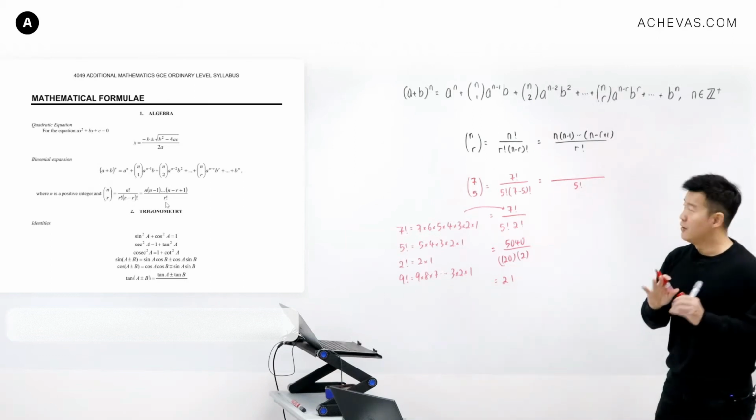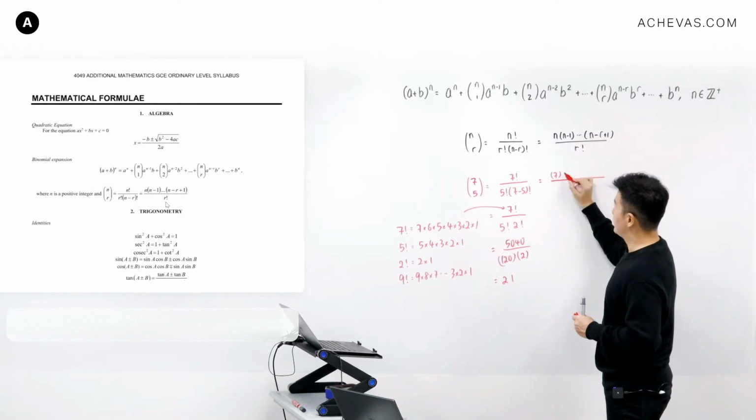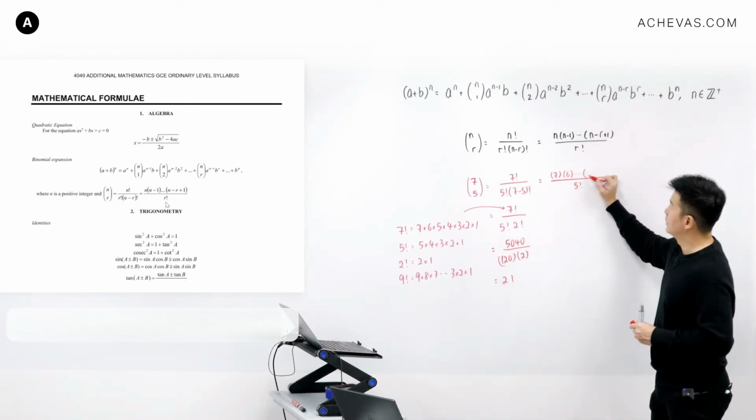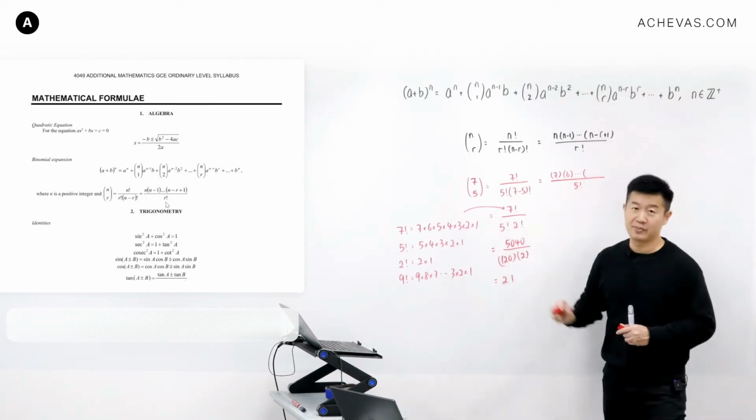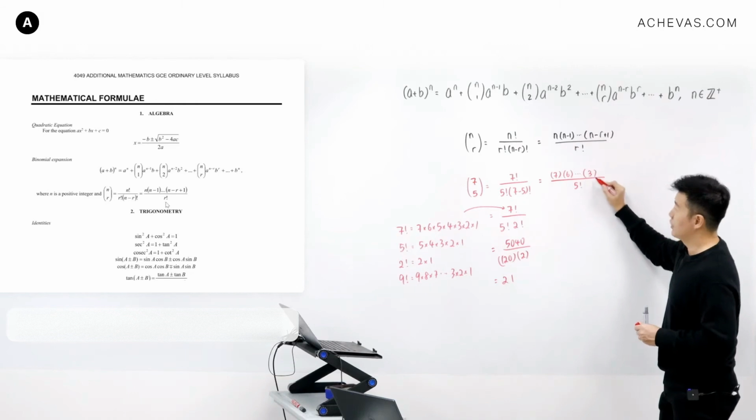This is easy. For the numerator, it's going to start with a 7. Then after that, 7 minus 1. Then all the way until 7 minus 5 plus 1. 7 minus 5 is 2, plus 1 is 3. So all the way until 3.